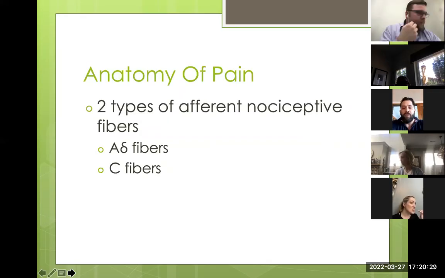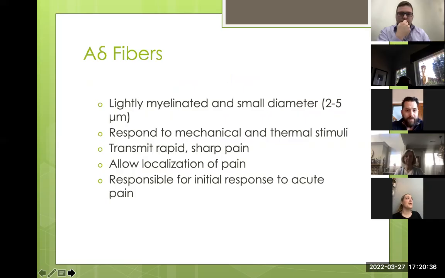Let's go over your two different types of nociceptive fibers, which are A delta and C fibers. A delta fibers, as we know, are lightly myelinated and smaller in diameter. They respond to mechanical and thermal stimuli. They give you that rapid, sharp pain. So that's what patients feel when the surgeon makes their incision. If they respond to an incision, that's going to be from the A delta fibers. And those are very localized sensations.